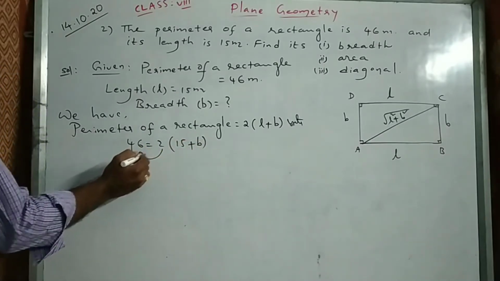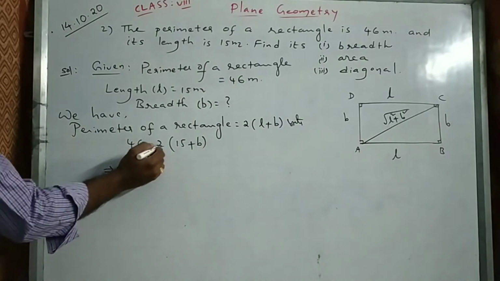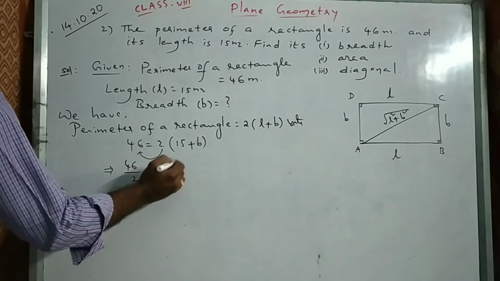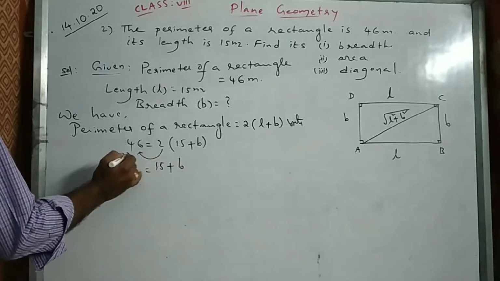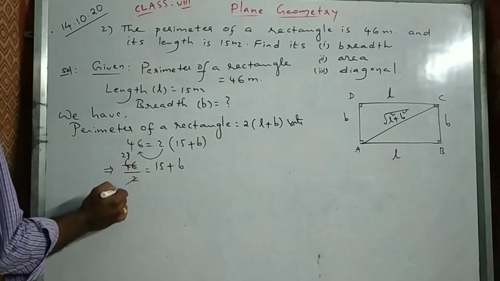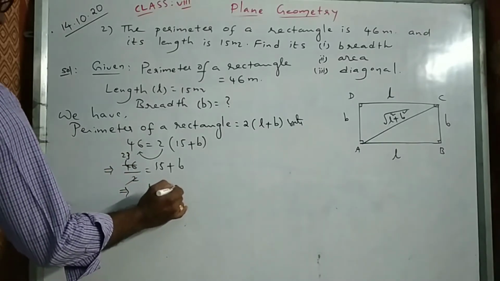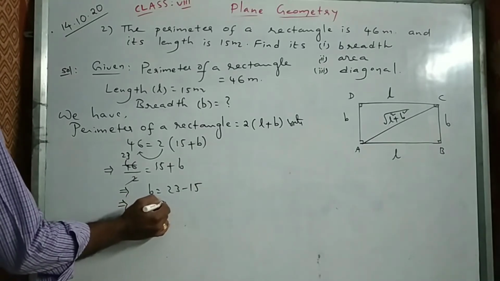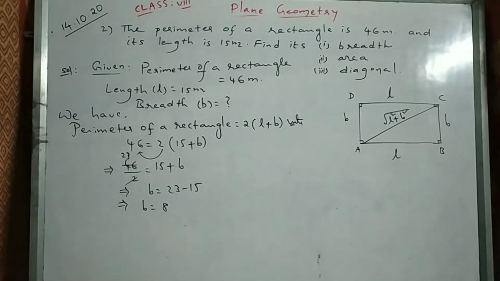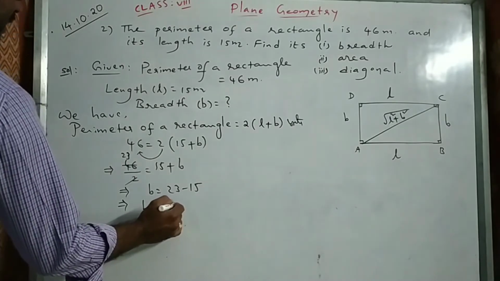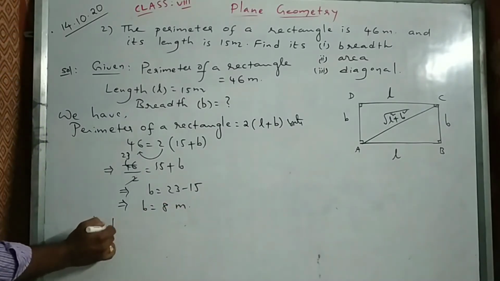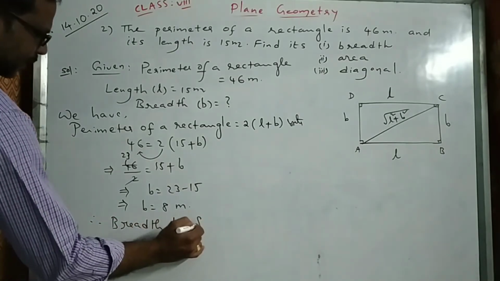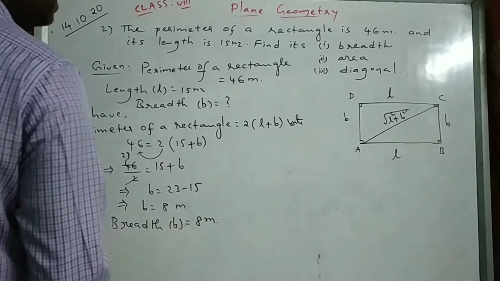First 2 shift this side. So 46, multiplication 2, if you bring this side, by 2 equal to 15 plus B. 2 2s, 2 3s. So breadth equal to 23 minus 15, if you transpose minus 15. So breadth value 8. 23 minus 15 is how much? 8 meters. So breadth is how much? Breadth of rectangle is 8 meters.